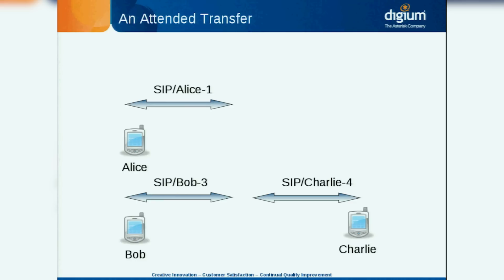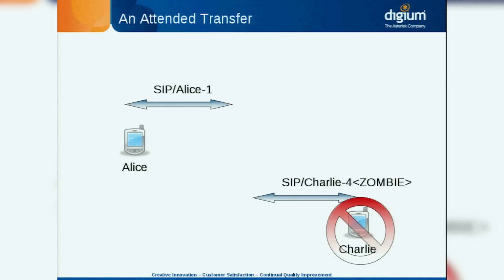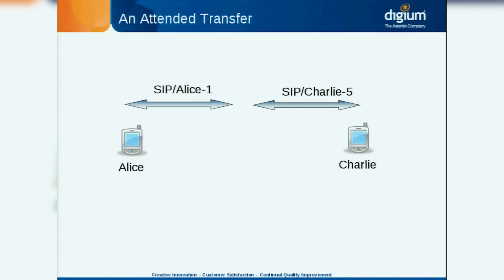So then Bob and Charlie talk. They're talking, everything's fine. And then, all right, we're going to complete the attended transfer. Great. All right, so to do that, though, now we have to steal Charlie away from Bob. Hey, we have another zombie. More zombies. And finally, we have Charlie 5. But we have to know that Charlie 4 zombie and Charlie 5 are all still really just Charlie, right?